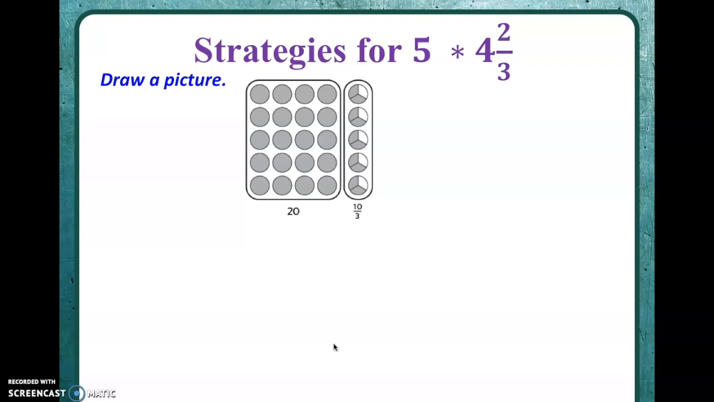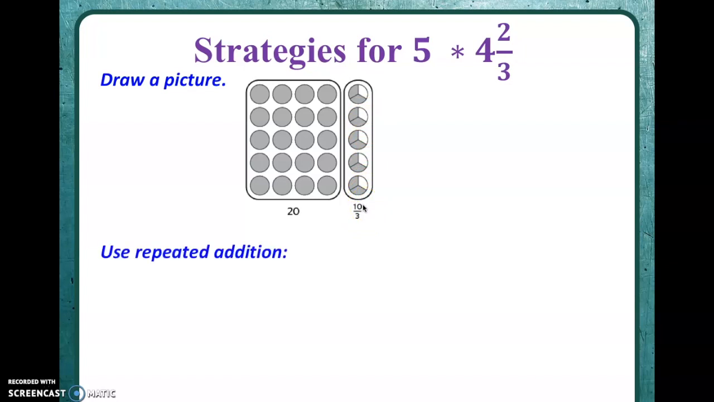Now a picture might look like this. As you can see, here is 4 2/3, and what they did was they wrote it 5 times. And then they counted up how many wholes they had, which was 20, and how many fraction pieces they had, which were thirds, which was 10/3. So your answer is 20 10/3.